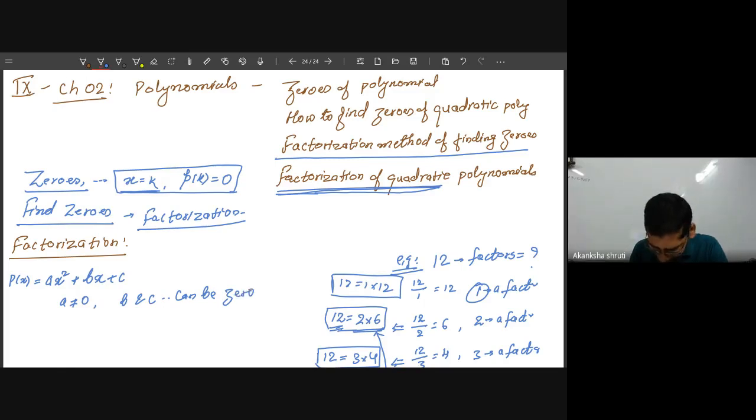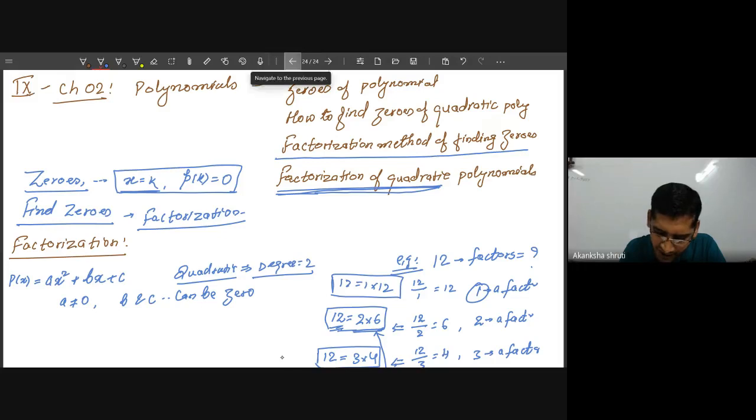The term quadratic simply means the degree is 2. This degree is 2 means the highest power of x should be 2. None of the terms have power exceeding 2. So that's why this is taken as the standard form. I had already explained. If you want to see, we may go back.